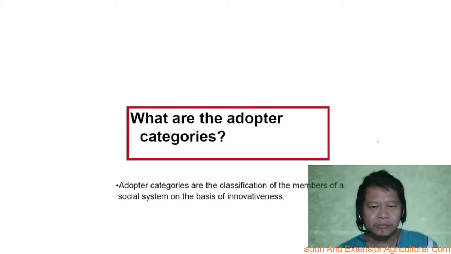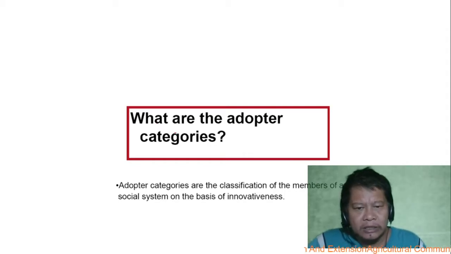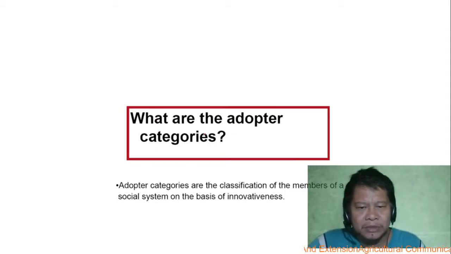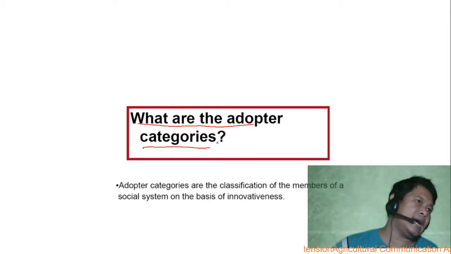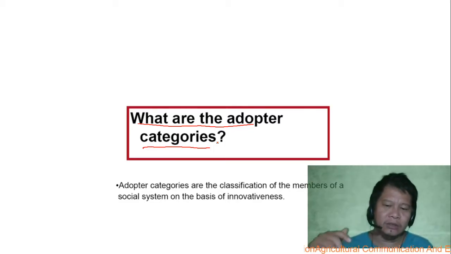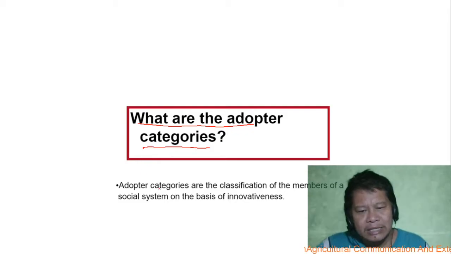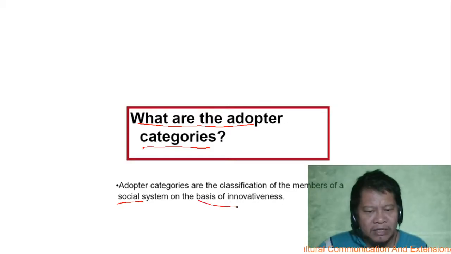Okay? So with that, we have different categories of adapters. Now, what are the adapter categories? No? So, nailaing-laing mga klase sa tao base sa ilahang nature or ways of accepting the technology. No? So, adapter categories are the classification of members of the social system on the basis of innovativeness. No? So, who are they and what are they?